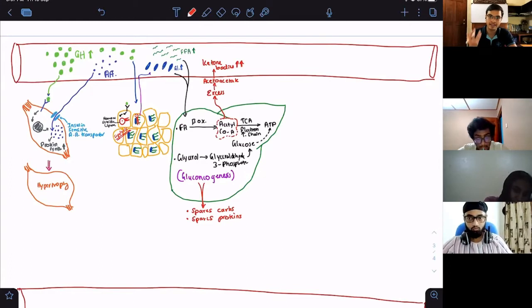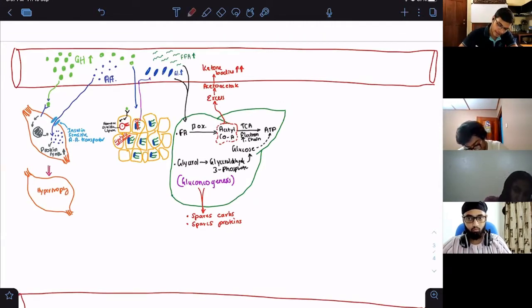Ketoacidosis. We get metabolic acidosis, right? We call it ketoacidosis. It's a form of metabolic acidosis. Good. That's pathology. Now look here, ketone bodies are increased a little bit.